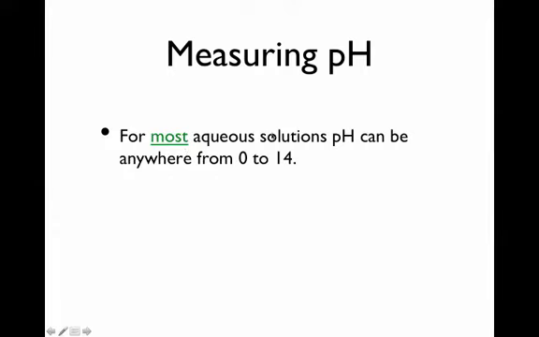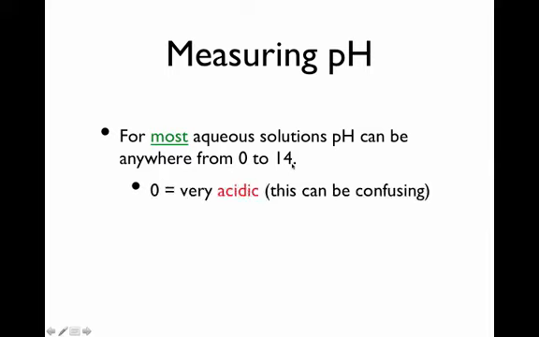For most aqueous solutions, aqueous basically means water-based solutions that have an acid or a base dissolved in them, the pH can be anywhere from 0 to 14. It doesn't have to be stuck between those 2 points. It can actually be less than 0 and more than 14. But for most aqueous solutions, for most water-based solutions, it's almost always between 0 and 14.